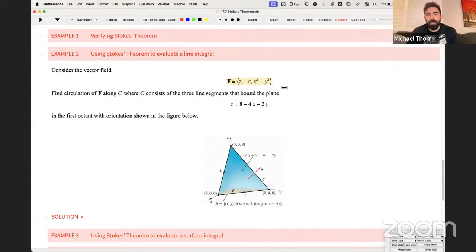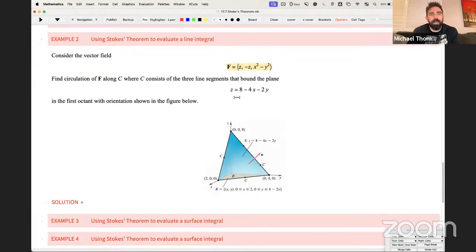I don't need to show you the whole thing, right? But that's a vector field. And then, let's see. We want to find the circulation of the vector field along C, where C consists of the line segments that bound this plane. So this plane would be that plane in blue right there. And we're restricted to the first octant, so that way it has an edge. And we're orienting it kind of like so. So if we were looking at it from above, this would also be in the counterclockwise direction. So this is a standard orientation.